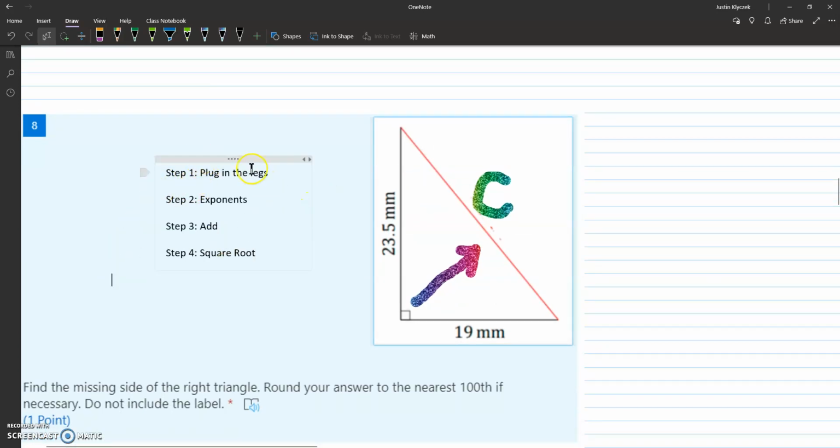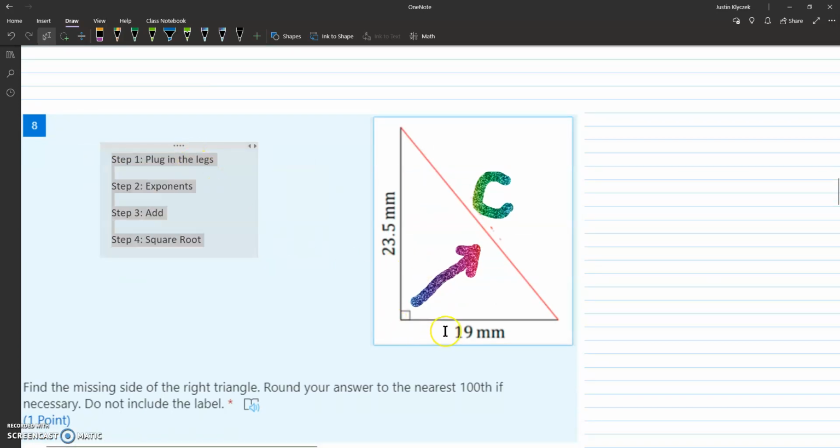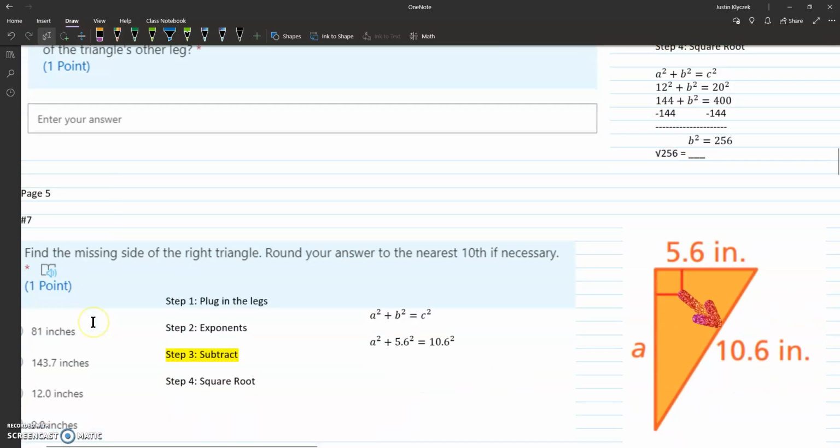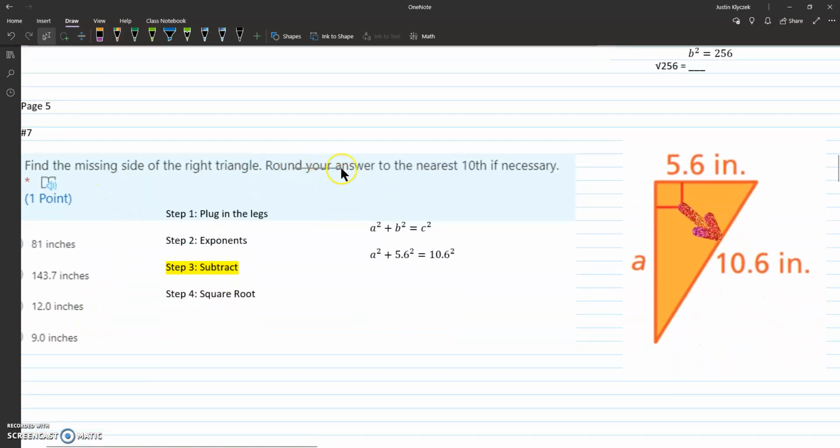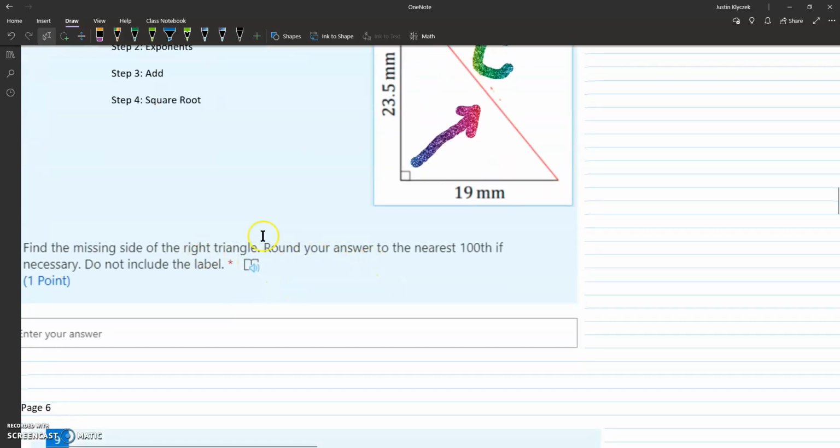All right, so you're going to plug in the legs. So we're going to plug in 19 and 23.5. So you're going to have either 19 squared plus 23.5 squared equals C squared, or you can have 23.5 squared plus 19 squared equals C squared. And follow those steps. Do your exponents, add, and square root. But look what it says here, and actually here too. It says round your answer to the nearest tenth if necessary. And here it says round to the nearest hundredth.